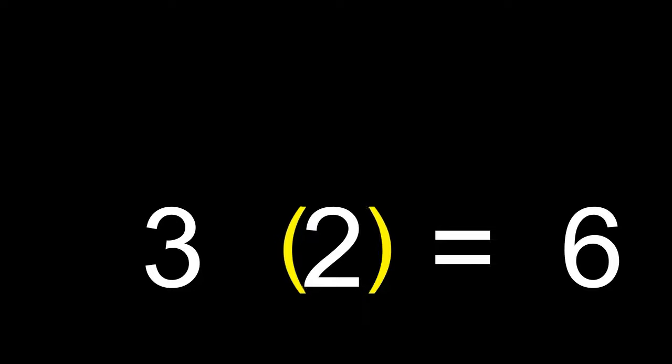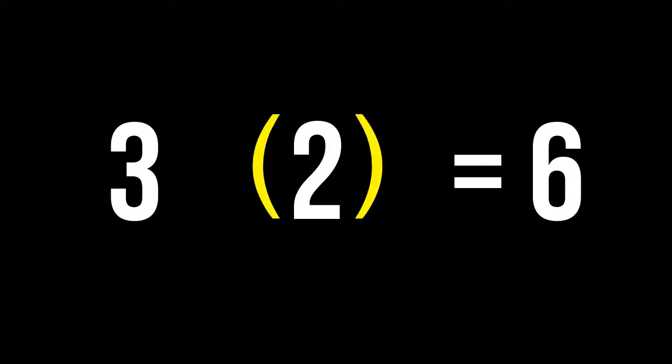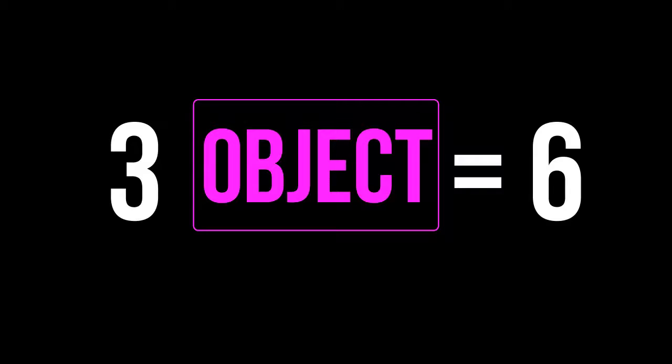Another thing we can do is put parentheses around the number, and that means that we multiply the number in parentheses by the number next to it. All of the examples that we have used so far have used numbers for multiplication. In certain situations, we can erase a number and insert an object, and that still means multiplication.